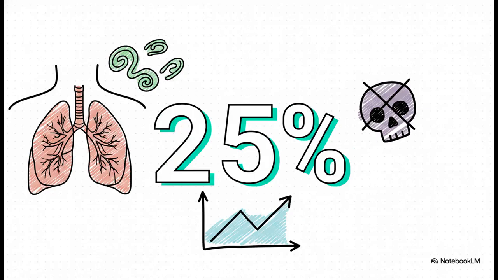So why is this such a big deal? Just look at this number, 25%. Nearly a quarter of all deaths among people living with HIV are caused by tuberculosis. This isn't just some random comorbidity. It is the single biggest killer. Understanding this deadly interaction is non-negotiable.